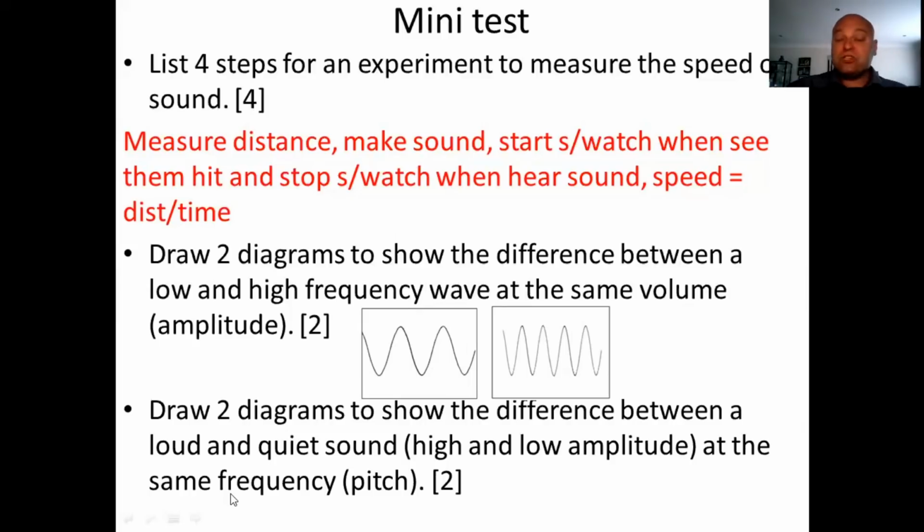Draw 2 diagrams to show the difference between a loud and quiet sound. That's a high and low amplitude sound at the same frequency. The same frequency means you're going to have the same spacings between the peaks. We're going to get something like this. You can see across the little screen there, you've got 2 peaks there, 2 peaks there. So the spacings are the same, but the higher amplitude one is the one here on the left. Really, you should have labeled it, because the peaks go up higher than the low one. If you got them right, well done.